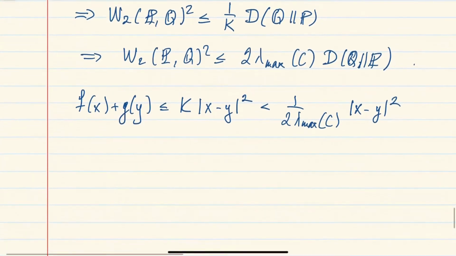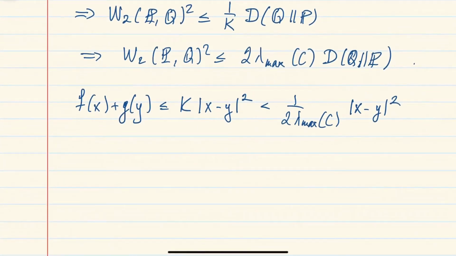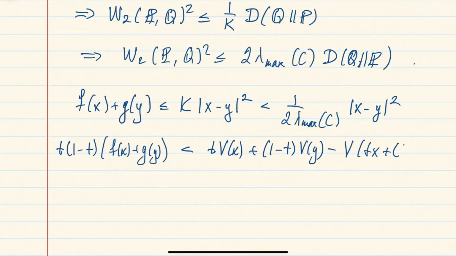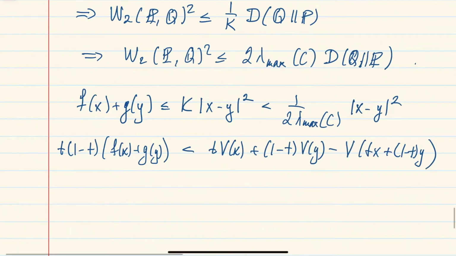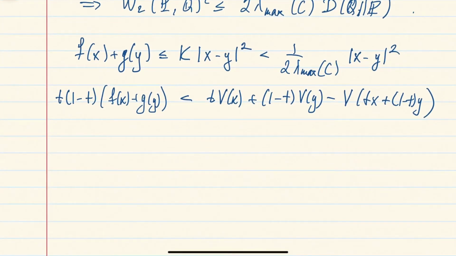if we multiply both sides of this inequality by t times 1 minus t, then on the right hand side you will get exactly the right hand side of the modulus of continuity above, which will be bounded by, okay, and then let's collect the terms that only have x first. So you have t times 1 minus t f of x, and then you have on the other side this t times v of x.